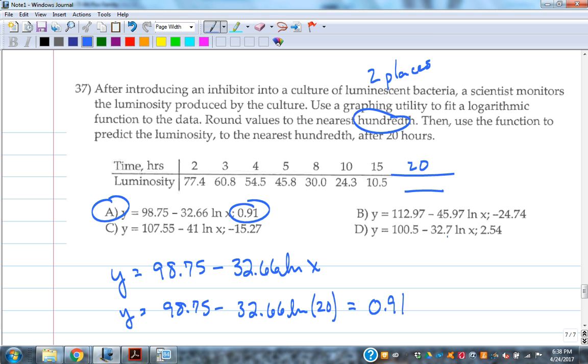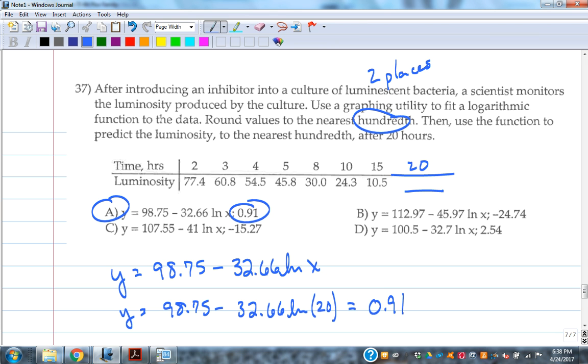So you get the equation, plug in the 20, and that gets you the luminosity, whatever that means, of the culture of luminescent bacteria. Glow in the dark bacteria. That's not so slow.